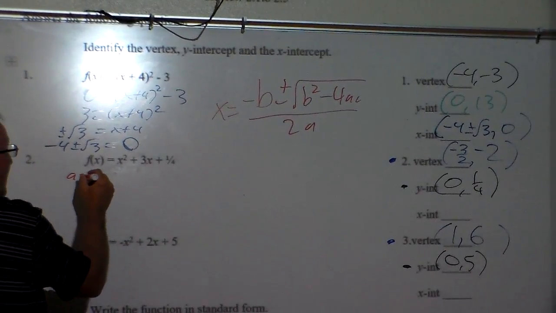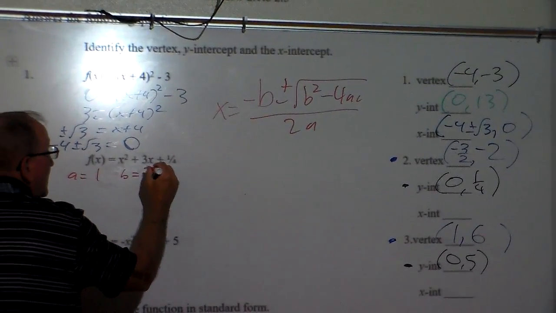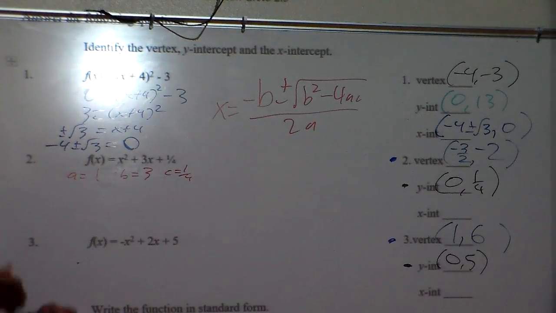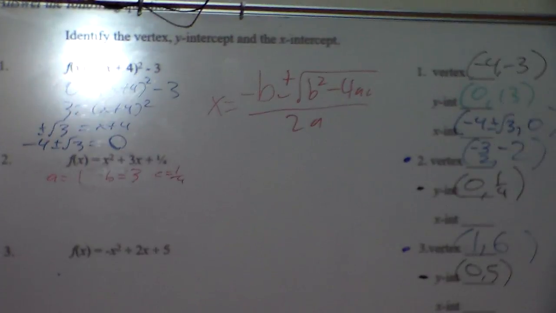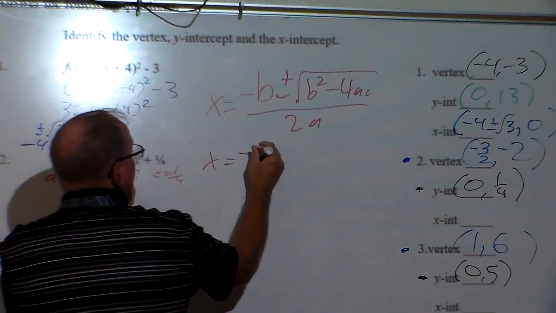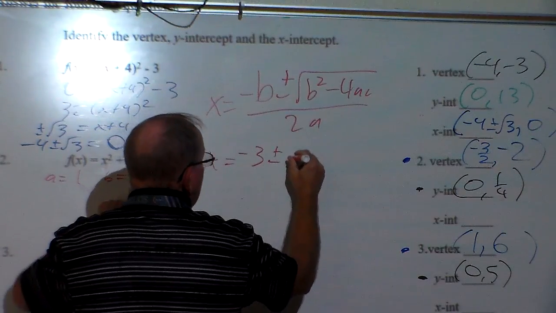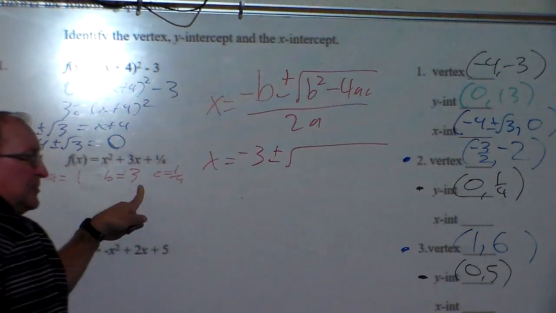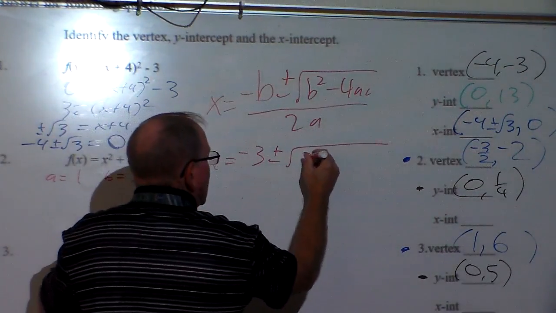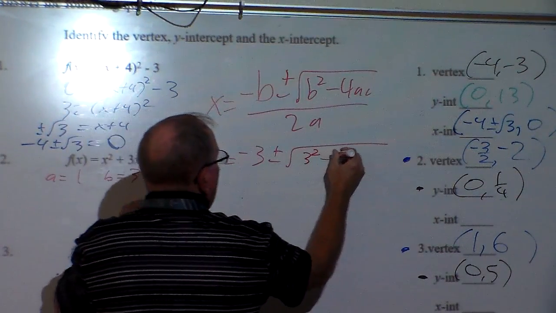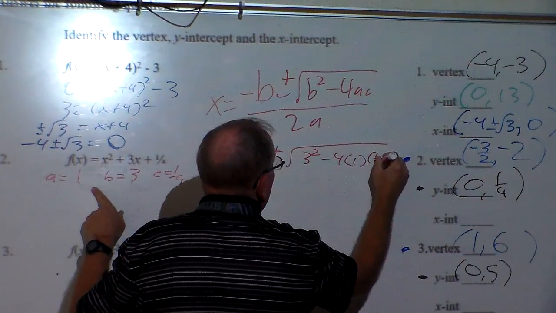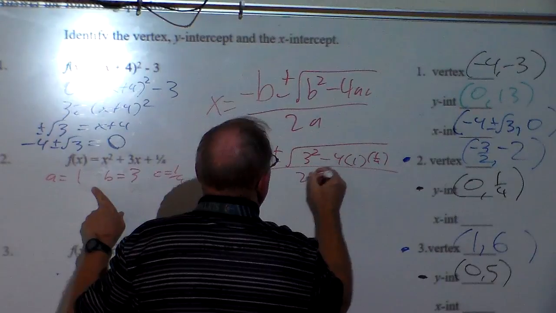Then we have a is 1, b was 3, and c is 1/4, right? So we're just going to plug it in. We'll have x equals. Now negative b makes it -3 plus or minus. Now I could write 3 squared minus 4 times 1 times 1/4, all over 2 times 1.